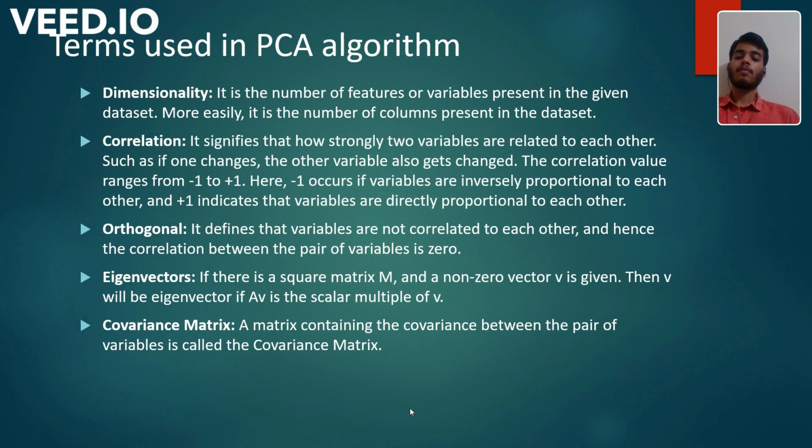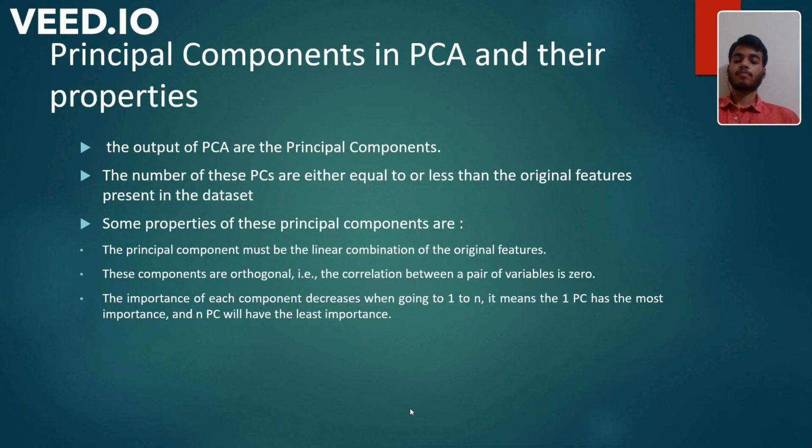The correlation value ranges from -1 to +1. -1 indicates that the variables are inversely proportional to each other. +1 indicates that the variables are directly proportional to each other. Orthogonal means that variables are not correlated to each other. Eigenvectors: let us consider there is a square matrix M and a non-zero vector V. Then V will be an eigenvector if MV is a scalar multiple of V. Covariance matrix is a matrix containing the covariance between pairs of variables.